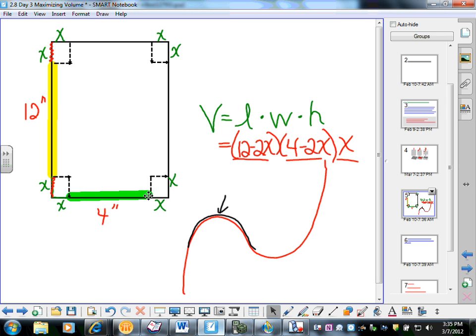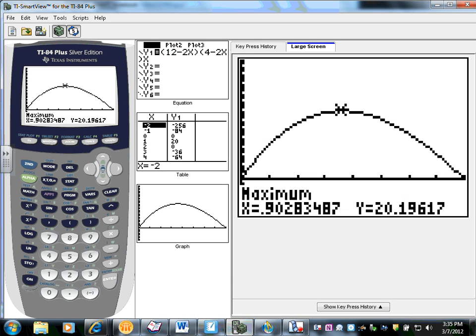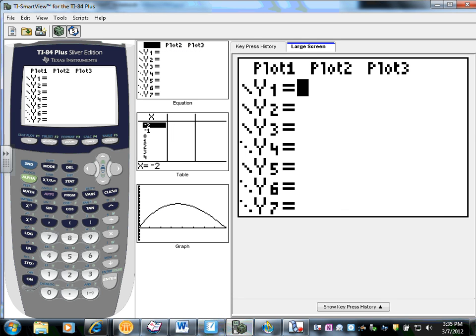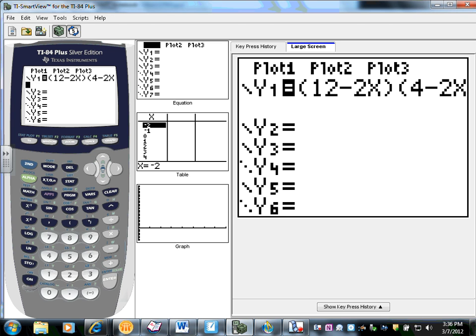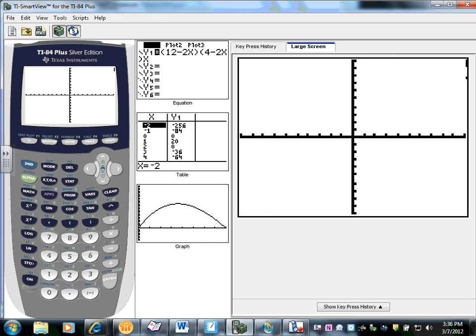We're going to enter that equation into our graphing calculator under y sub 1 under the graphing. Okay, so I have my calculator cleared out, and here we go. We're going to enter 12 minus 2x close parentheses times 4 minus 2x times x. If you just do Zoom 6 and do a standard graph, it doesn't help you very much.